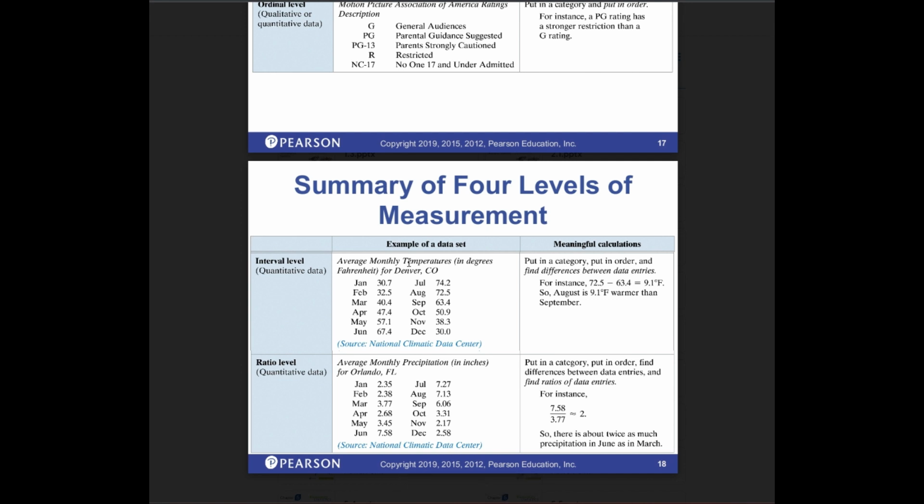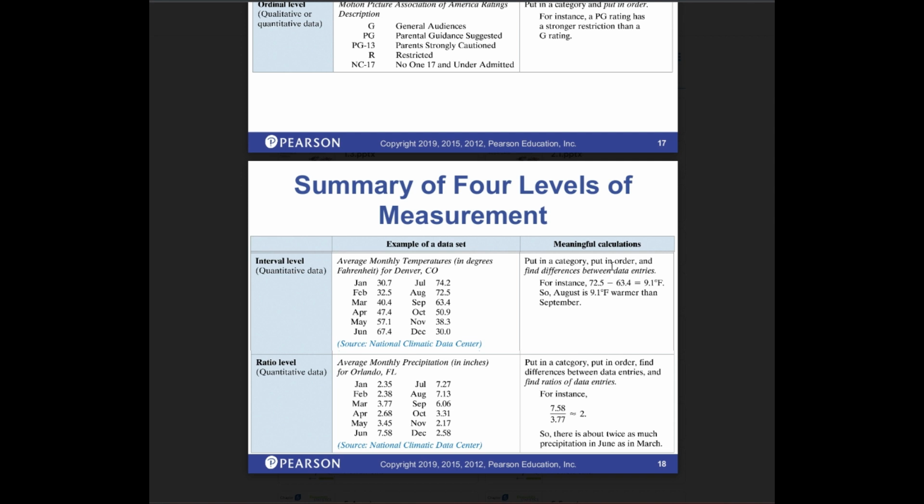An example of interval would be the average monthly temperatures for Denver, Colorado. It shows all the months, January through December, showing the average temperature for each month. And then you can put it in a category, put it in order, and find differences between data entries. For instance, 72.5, which was August, minus 63.4, which was September, equals 9.1. So you can conclude that August is 9.1 degrees Fahrenheit warmer than September.